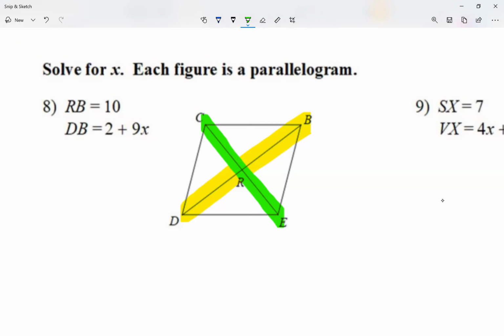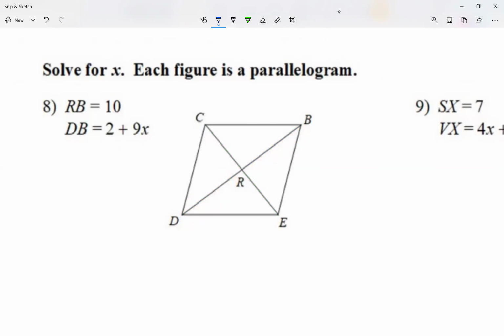However, there's something really cool that happens. The diagonals cut each other in half. What I mean is the segment CR is equal to the segment RE because the green diagonal was cut in half. Another thing that I know is the segment DR is equal to the segment RB. Why? Because the yellow diagonal was cut in half. Something really cool. Now that I said that, let's see what we have here.